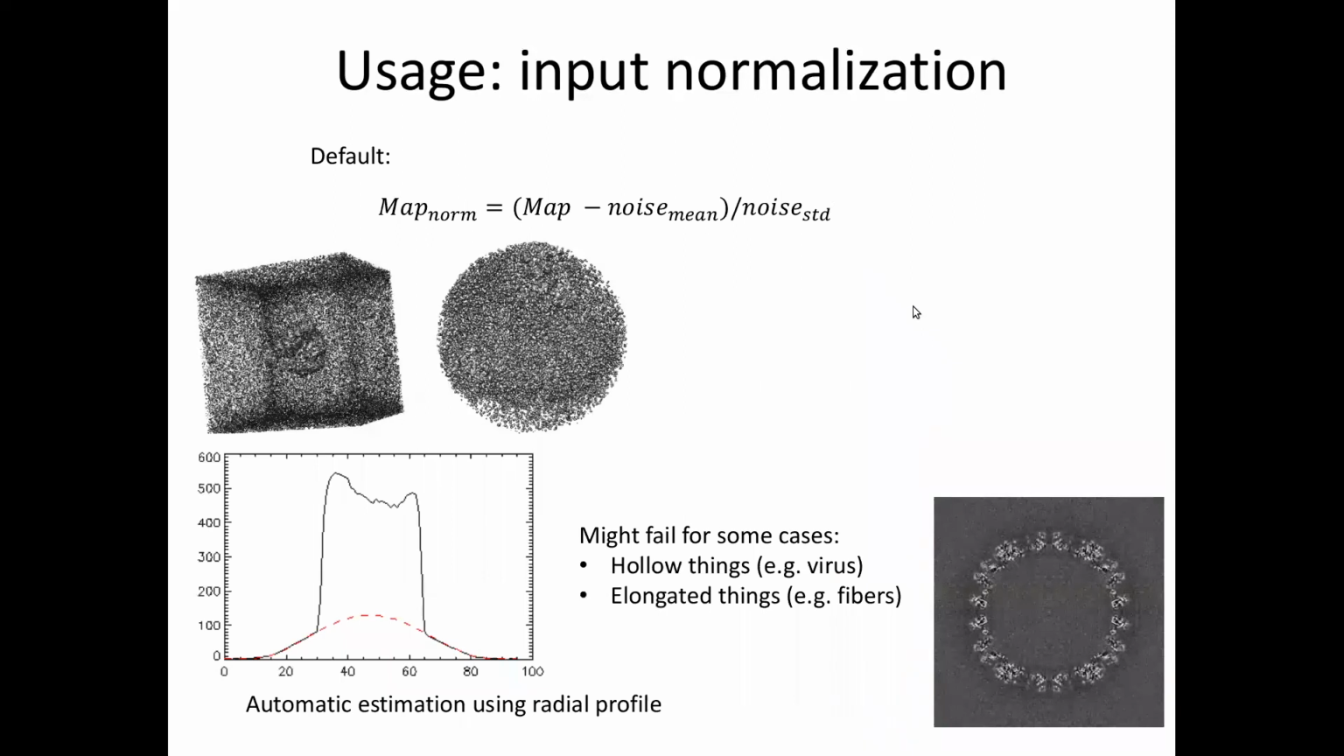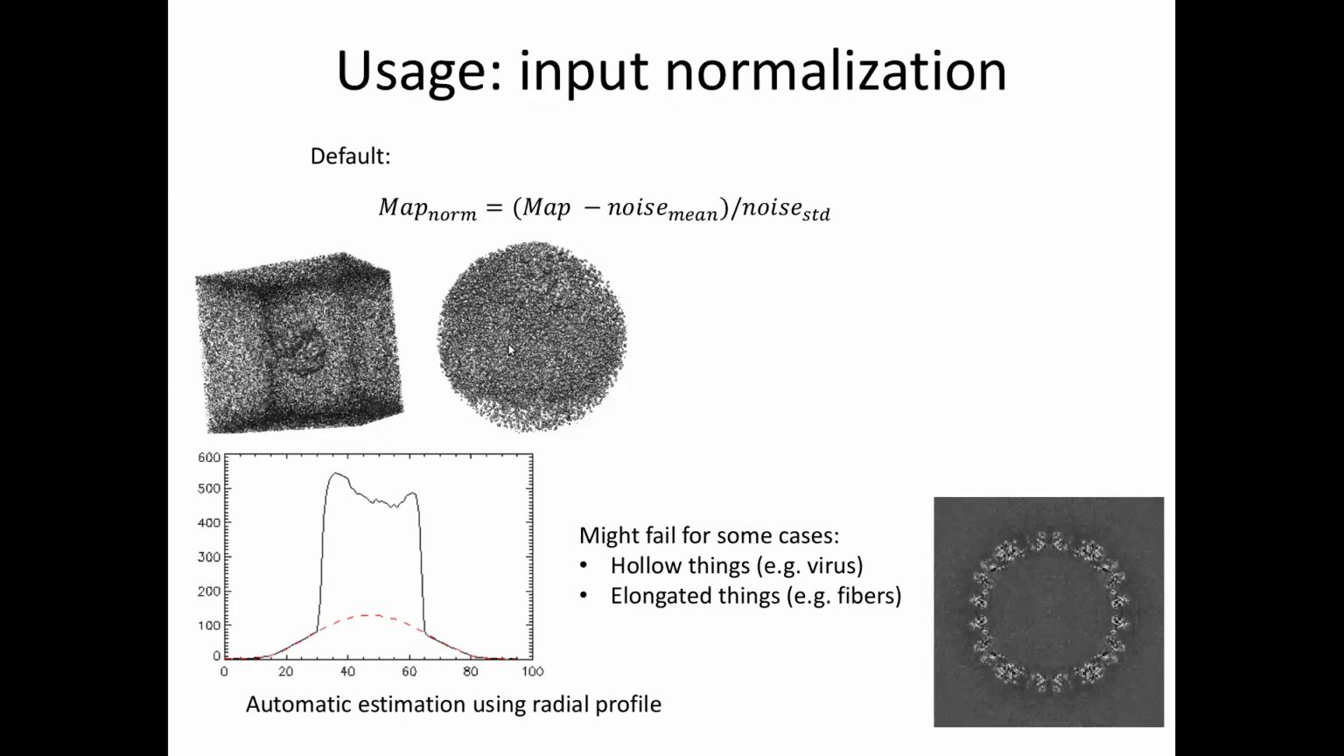Okay, so if we focus on the default normalization, DeepEMhancer would try to automatically compute the mean and the standard deviation. And in order to do so, it will compute a radial profile of your protein complex. So this works quite well for many cases, and especially if you are providing the whole cube full of noise. In those cases, it will work like 99.9% of the times.